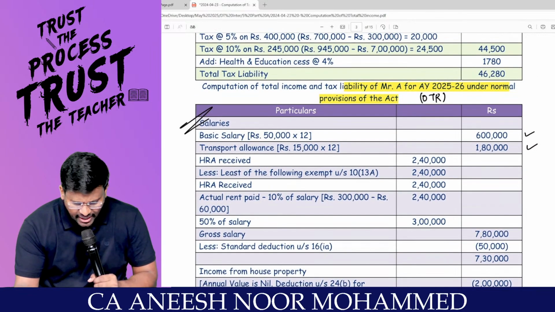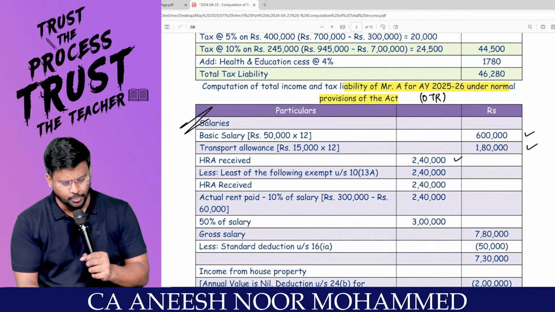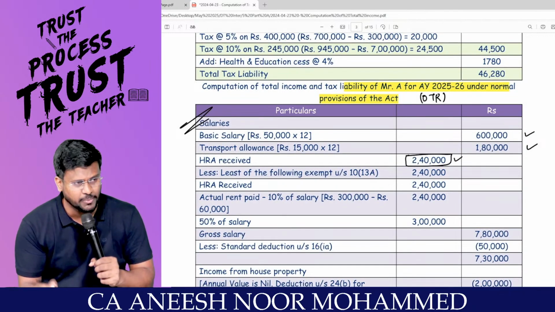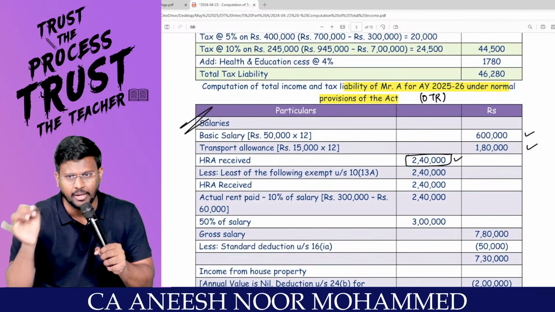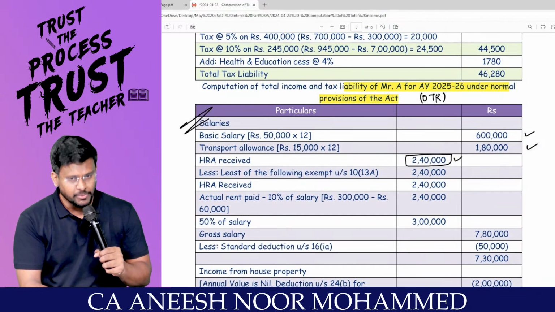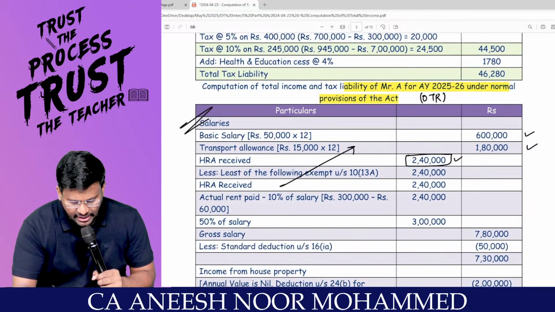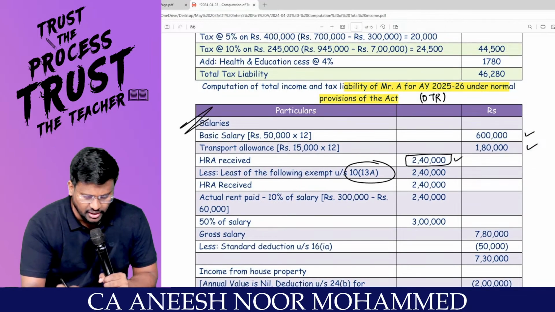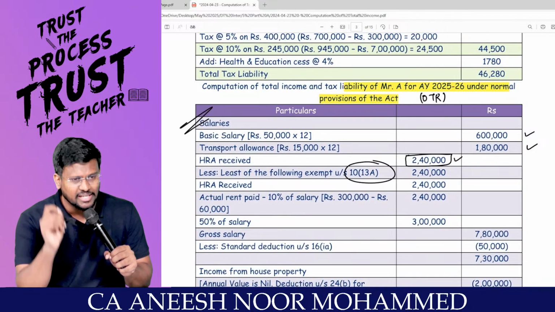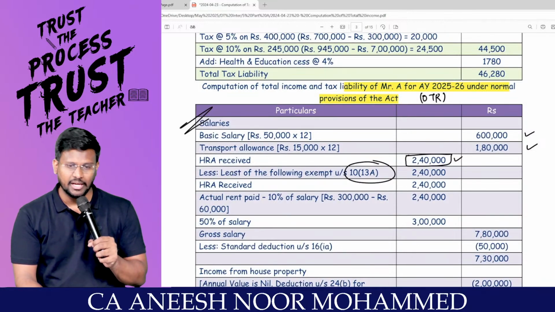Sir, HRA received is 2,40,000 rupees. Right, sir? So 2,40,000 rupees HRA has been received by the employee from the employer. Sir, since this is what route? Optional tax regime, he is entitled to claim exemption under 10(13A). And exemption under 10(13A) is fully taxable under the default tax regime.